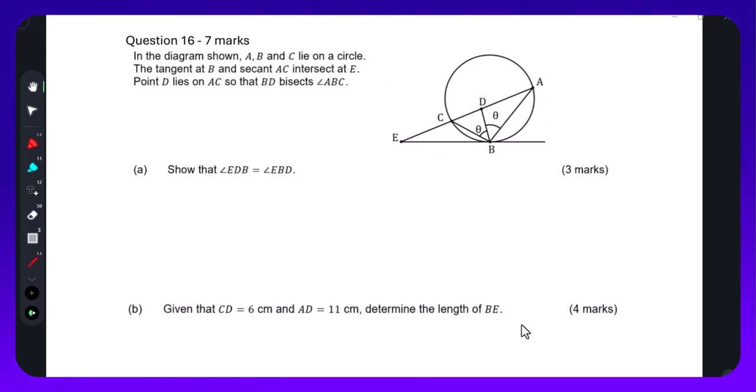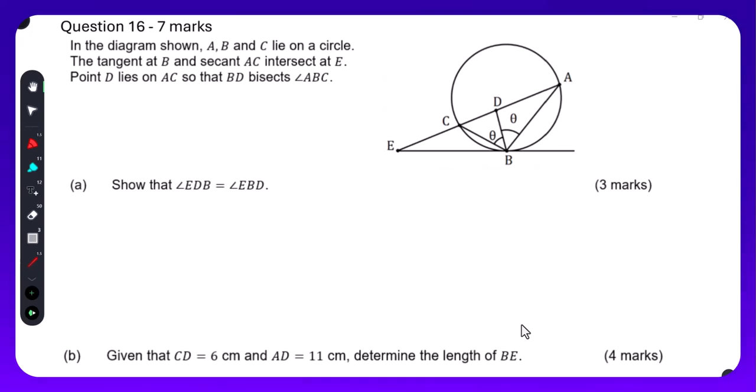Okay, for this question here, showing that EDB, so let's draw EDB, that angle there, is going to be the same as EBD, which is going to be this angle here. Now, EBD is actually going to be easy to figure out initially, because we know that that is going to end up being theta.